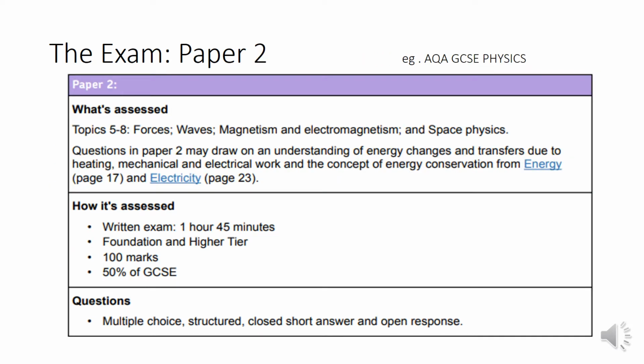Similarly, you have paper 2, which covers the rest of the topics and does require an understanding of the paper 1 topics, and may require a deeper understanding for some of the longer answer questions. It is also a 1 hour 45-minute exam, which is worth the other 50% of your GCSE and contains, again, a variety of short and long answer questions.